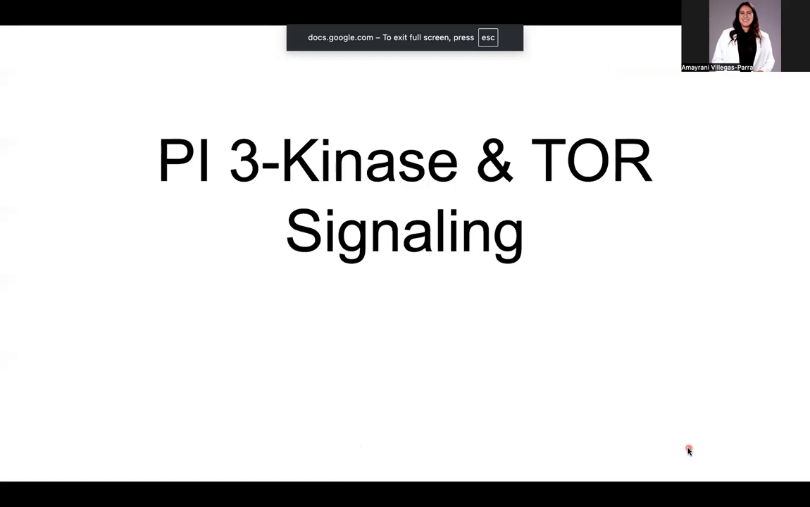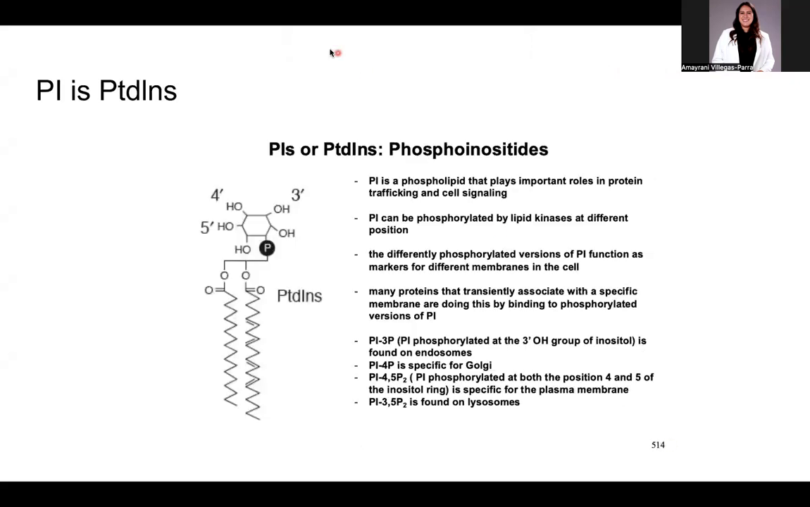Hey guys, so I'm going to explain to you a little bit how this kinase is involved with TOR2 signaling. In order for me to do that, I need to explain a little bit about phosphoinositides. I just want to make sure that you understand that PIs and PTDINS are the same thing as phosphoinositides. I'm going to be using them interchangeably, and if you see that on the exam, just be aware they're the same thing. You can notice that Marcus calls them phosphoinositides here, but then here he calls it PI. So just get familiar.